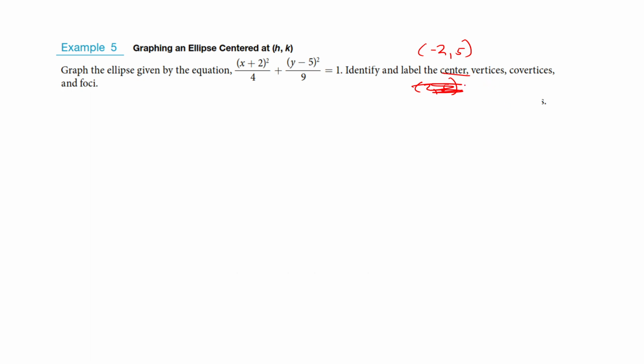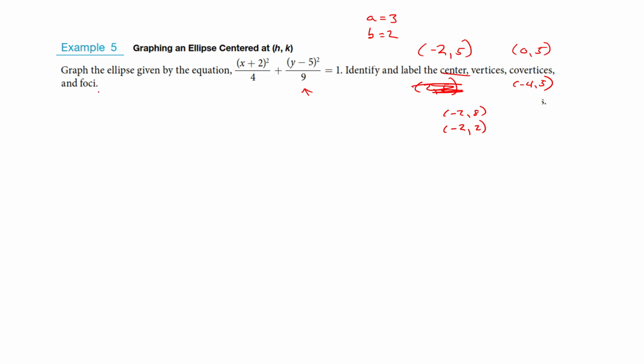Okay, how about the vertices? Well, our major axis is going to be vertical. So 3 here is my A. Now, we're not going from 0, 0 this time, so it's a little bit harder. So we're going vertically, adding 3, and subtracting 3 from the Y. So there's my vertices, negative 2, 8, and negative 2, 2. Now my co-vertices, B is 2, and that's the horizontal. I'm adding 2 to this, and I'd get 0, 5. Taking 2 away from this, and I'd get negative 4, 5.